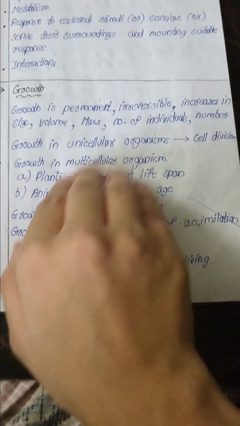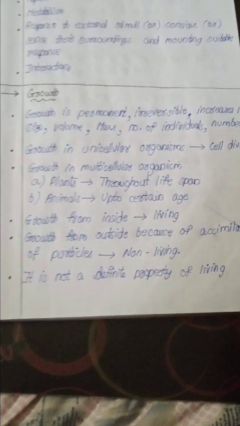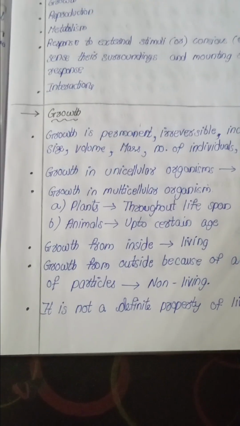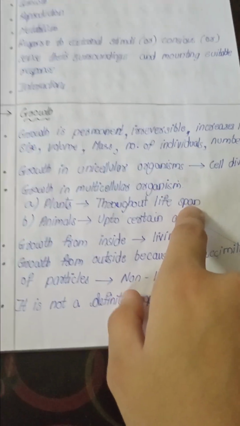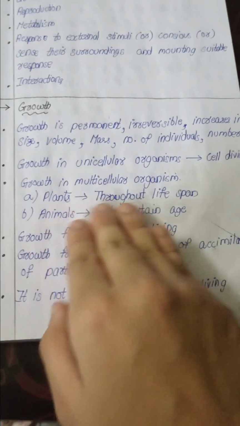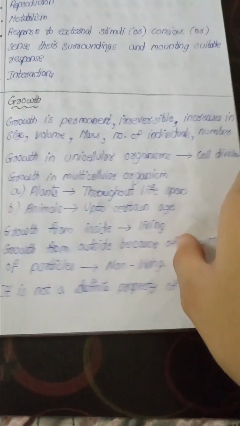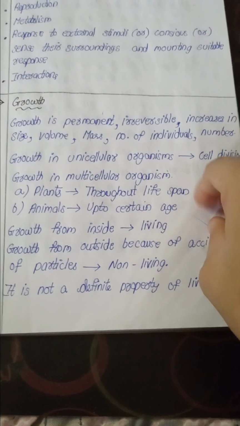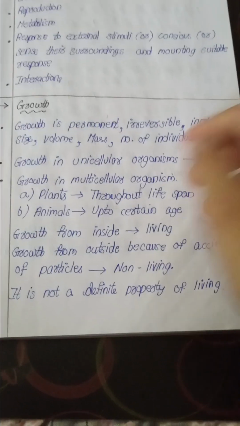So like I said, growth in unicellular organisms is through cell division. Now, growth in multicellular organisms. Multicellular organisms are nothing but organisms which have more than one cell, like we humans, animals, etc. In multicellular plants, growth continues throughout the lifespan, until the species dies; the growth is inevitable, we can say.